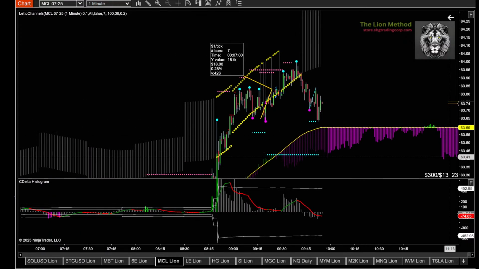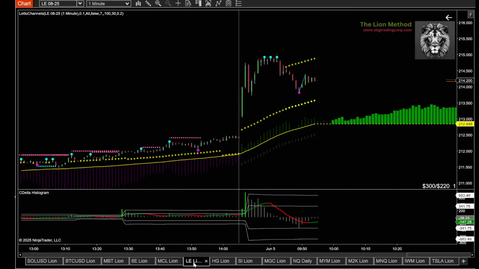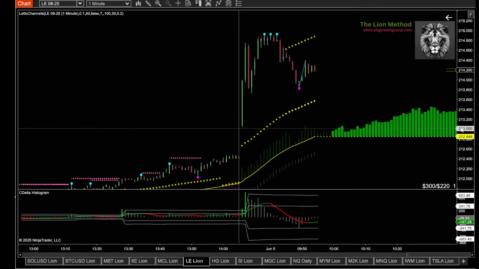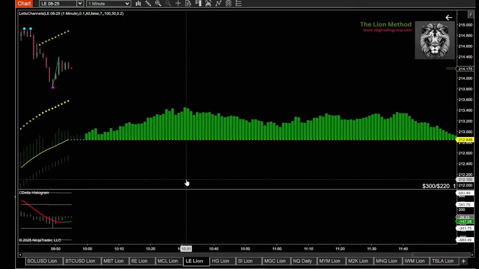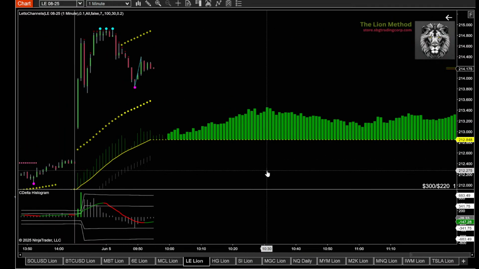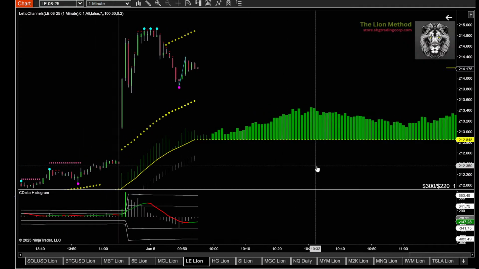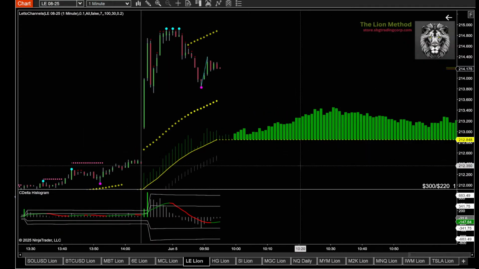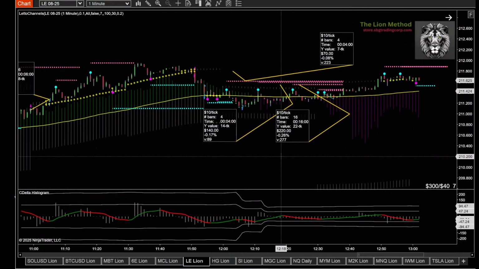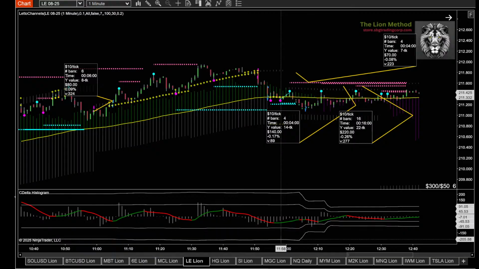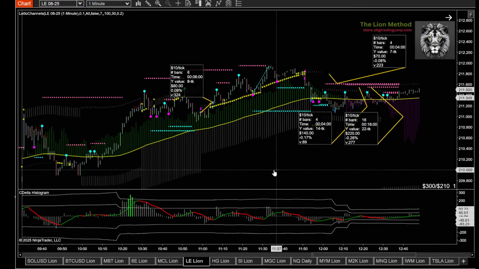All right, crude has always been fair. I don't like crude. I don't like you anymore, crude oil. Live cattle has been on a rip upward here, so I'm a little shy about going short. I actually had a couple shorts work out for me yesterday. So this is yesterday's live cattle trades.